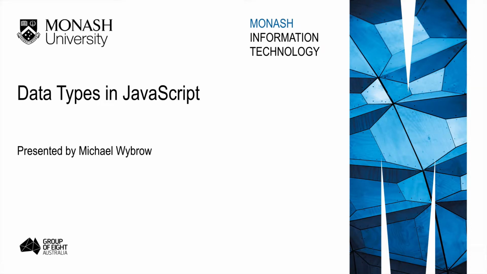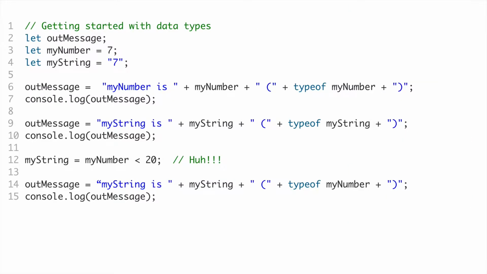Hello, in this video I'm going to talk to you a little bit about data types in JavaScript. So here's some JavaScript code. From our last video, the first few lines should be fairly familiar to you. In that video, we talked about comments, the green text following the two / characters.